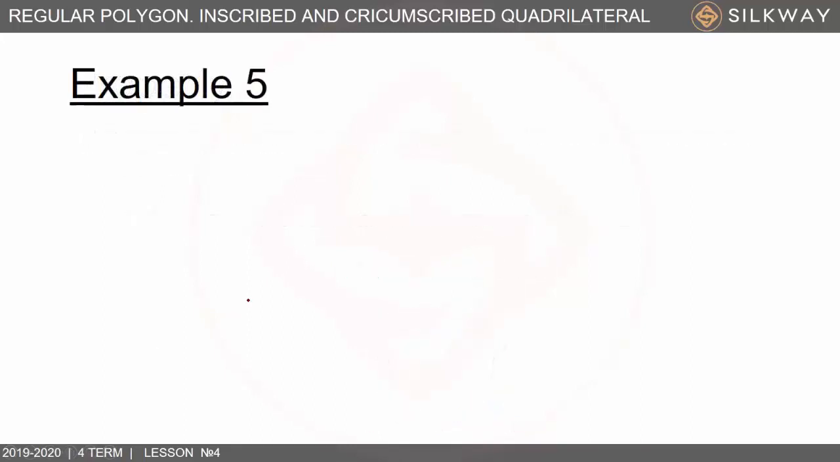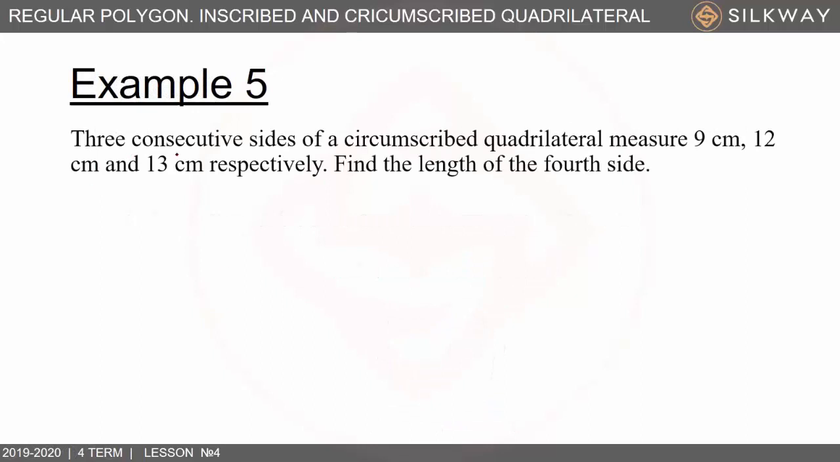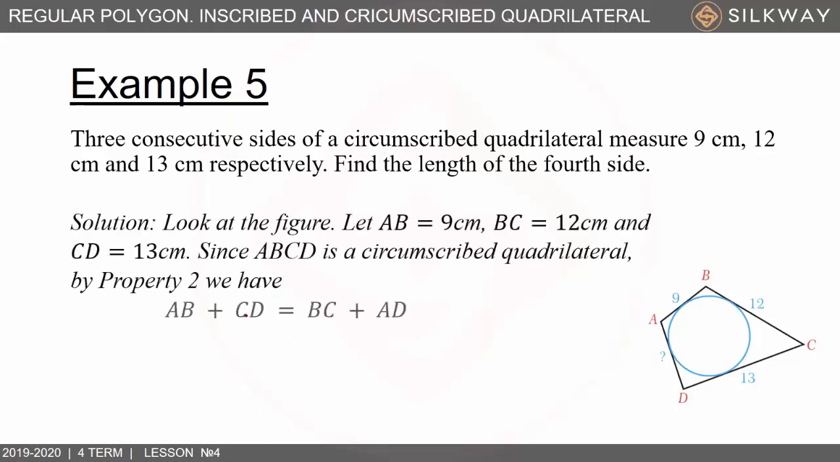Example number 5. 3 consecutive sides of a circumscribed quadrilateral measure 9, 12, and 13 centimeters respectively. Find the length of the fourth side. Here's the illustration. If we use the property, 9 plus 13 will be equal to 12 plus x. From that, AD is equal to 10.